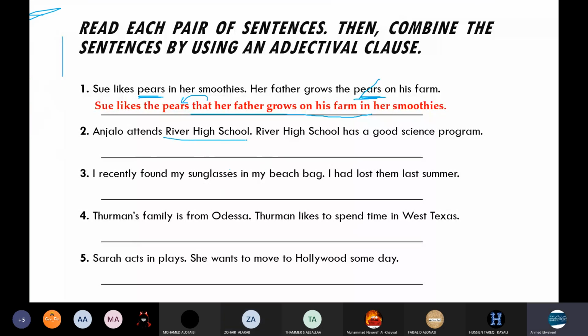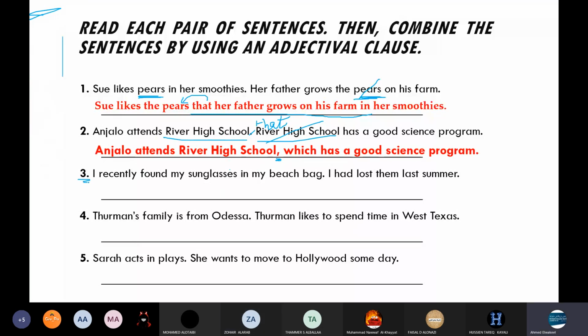We have River High School in sentence number 1, and River High School in number 2. So we can just ellipse that and say that or which. So Angelo attends River High School, that or which has a science program. But if you are including the comma, you do not use that. If you do not put the comma, use that or which.